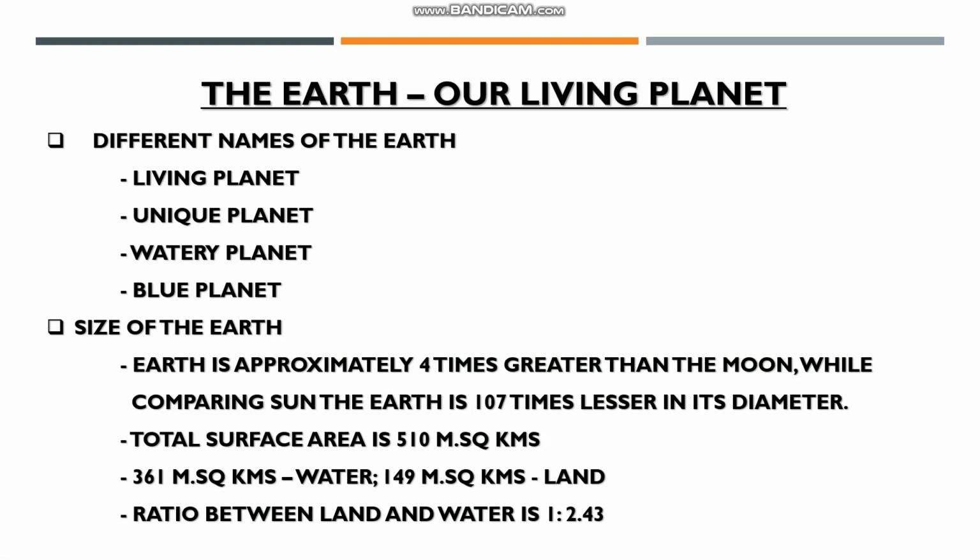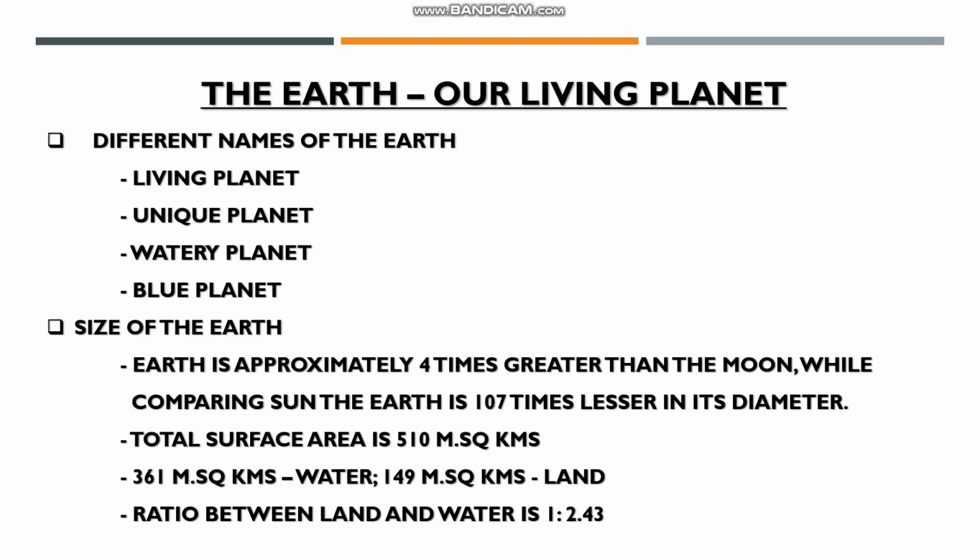And next, watery planet. Why is it called so? Yes, 2/3 of the Earth is covered by water. So we are calling it a watery planet. And blue planet. The next one is blue planet. Over 70% of the Earth's surface is comprised of water. Right? And it produces a vivid blue color when viewed from space. So it is called a blue planet. Now, did you all understand why we are calling it by different names?